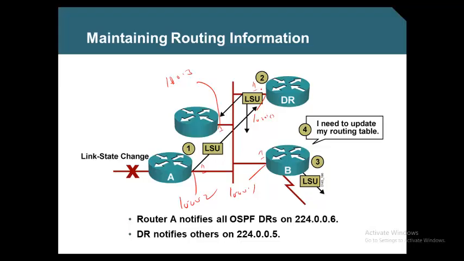So when any update needs to be sent, say for example A has lost a link and wants to update, it will send the update to 224.0.0.6. So only DR and BDR can receive it. No one else can receive it. When a packet is sent to 224.0.0.6, only those two routers which are listening to 224.0.0.6 can receive it, which means DR and BDR. No one else.